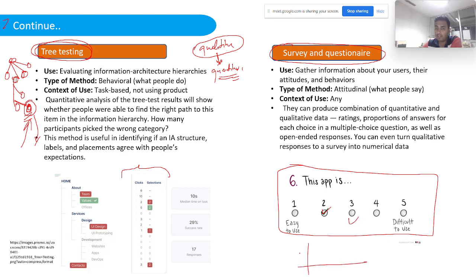So when you actually do that particular survey for a large population, then you can get to know about a normal distribution curve, where you will know that a large portion of the people probably have selected the option 3, and a very low portion of the population actually chose the option 5. That means this particular app is neither easy nor difficult to use. So this is how you analyze the survey data.